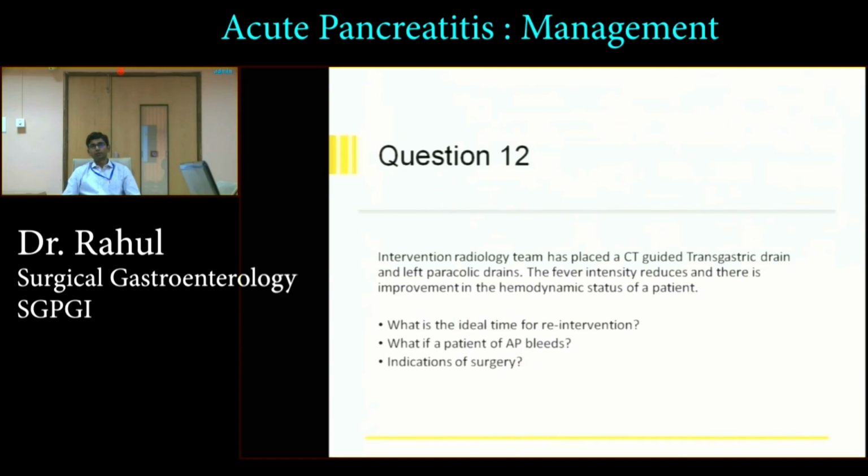Now, if the interventional radiology team has placed a CT-guided transgastric drainage or left paracolic drains, the fever intensity reduces and there is improvement in hemodynamic circulation. What is the ideal time of re-intervention? We should know what to do if a patient with acute pancreatitis bleeds and what the indications of surgery are. So, we should know when to step up.